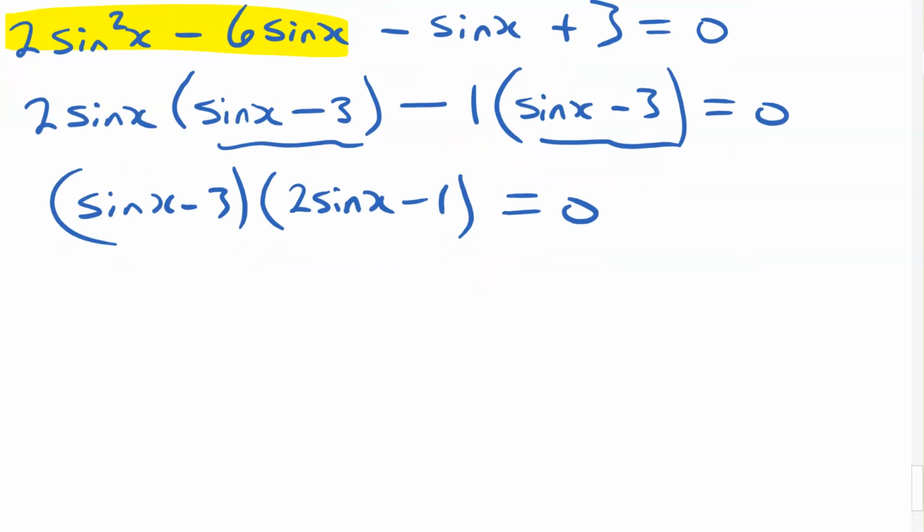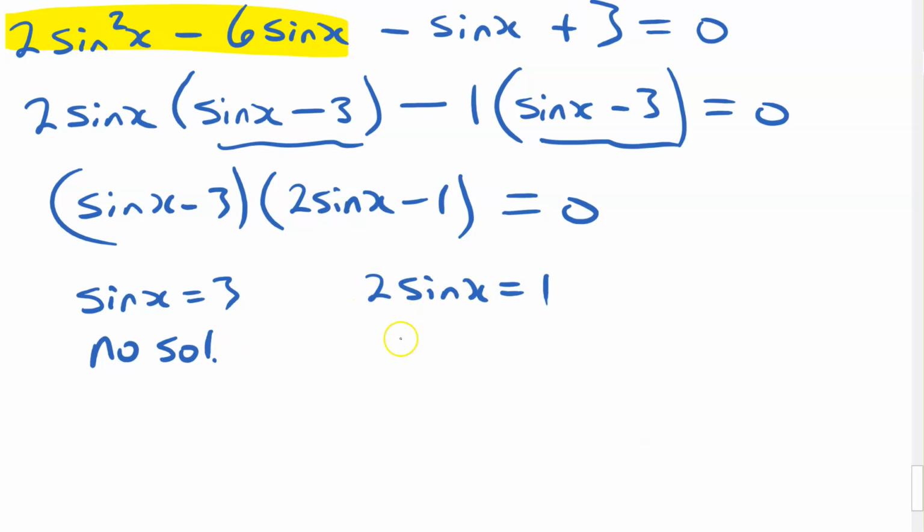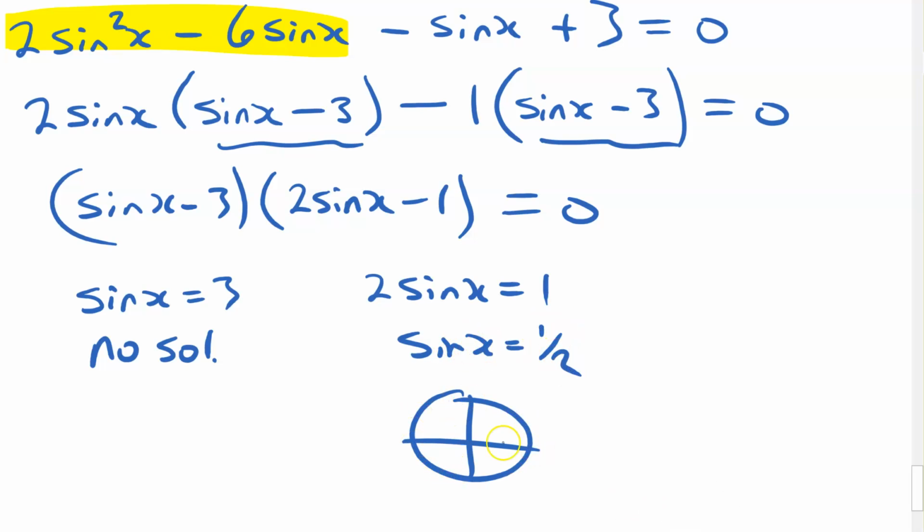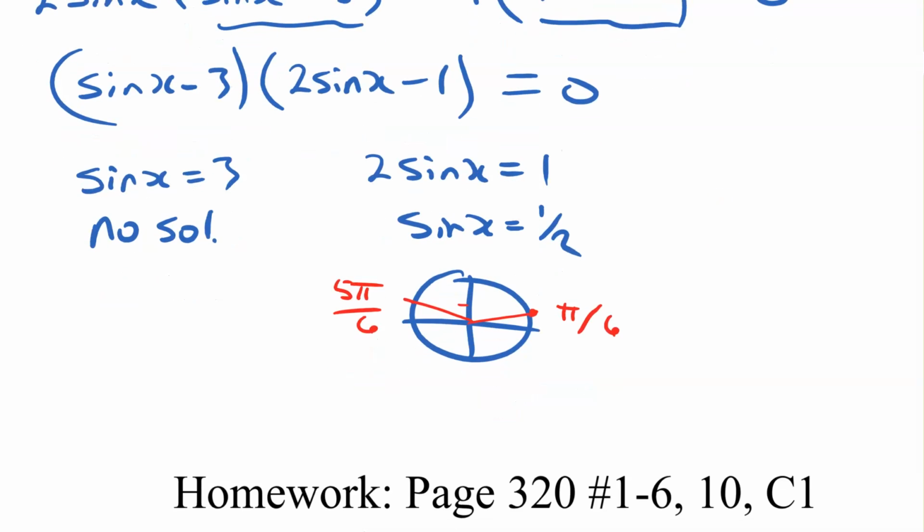Okay, so from that, sine of x equals 3 is one way to get that 0. But I'm never going to get a 3, so that's no solution there. And then 2 times the sine of x would be equal to 1, so the sine of x would be equal to 1/2. So sine of x is equal to 1/2. I guess that's over here, and over here that's a pi over 6 and a 5 pi over 6. So my two answers, those are both within the domain, be x equals pi over 6, comma 5 pi over 6.